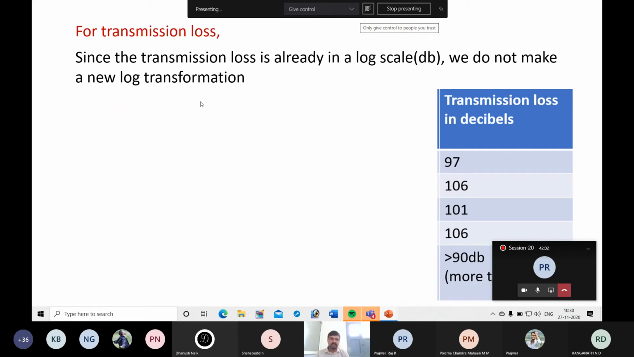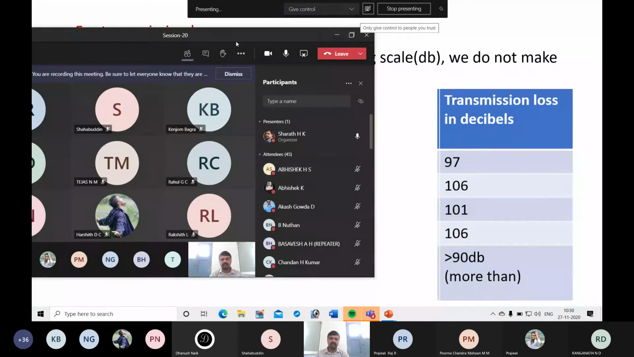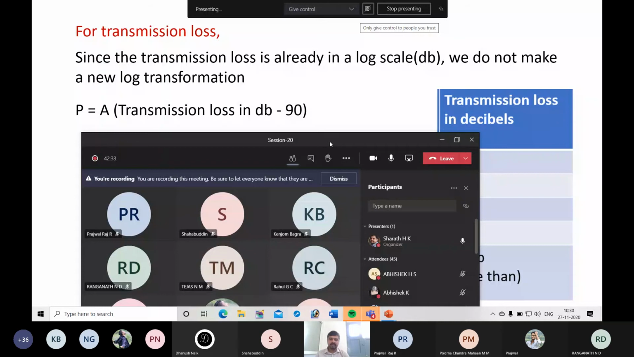Okay, for transmission loss, we are writing the equation as P is equal to A into transmission loss in decibel minus 90. That means instead of writing P is equal to A log of transmission loss in decibels by 90, we are writing P is equal to A into transmission loss in decibel minus 90. What is the reason? Why we are writing like this?